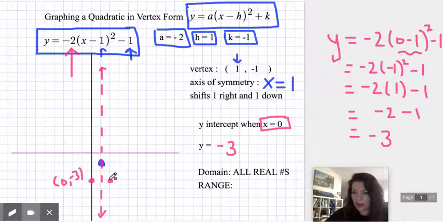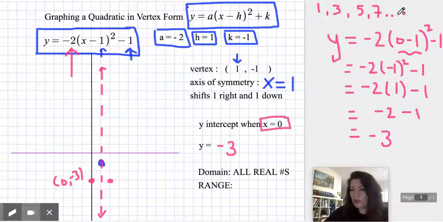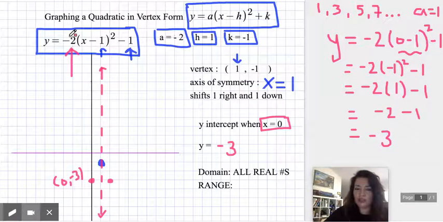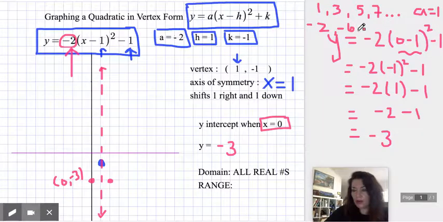Now, in the last video, I mentioned that the quadratic has a pattern for graphing of 1, 3, 5, 7, and so on. But this is only when a equals 1. What happens if my a equals -2? Well, if my a equals -2, I can just take -2 and multiply each of these values. So that means I will have the pattern of -2, -6, -10.